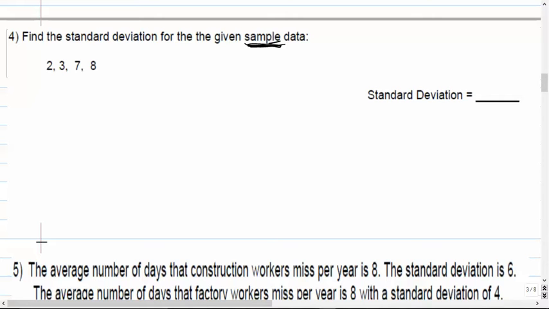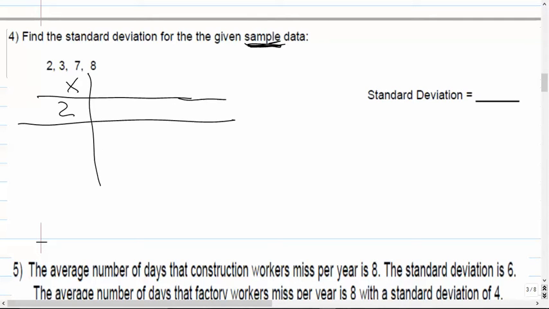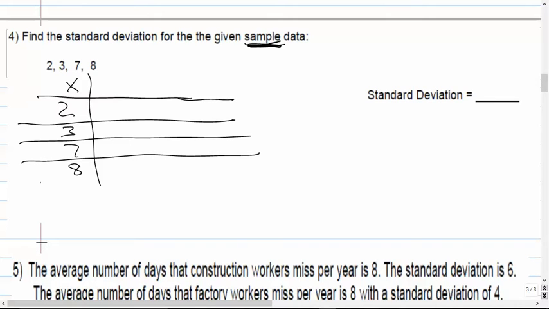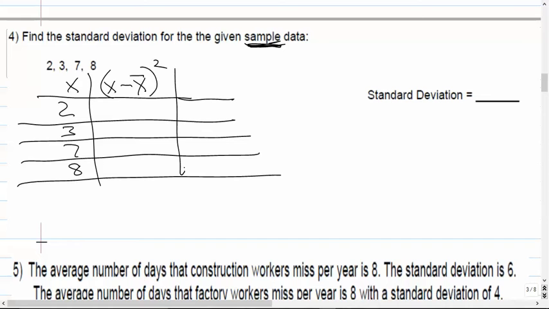If I want the sample standard deviation, I am going to list my data values. 2, 3, 7, 8. If you looked at the formula, you need the difference between x and the sample mean, and you're going to be squaring that. Okay? Well, I need the sample mean to do this calculation. So, go to the side, calculate the sample mean, and show yourself that sample mean is equal to 5.